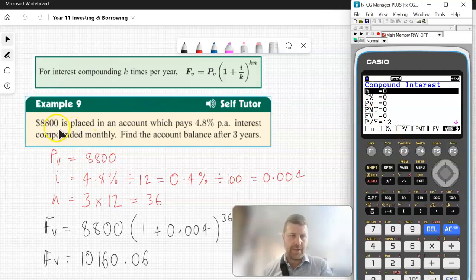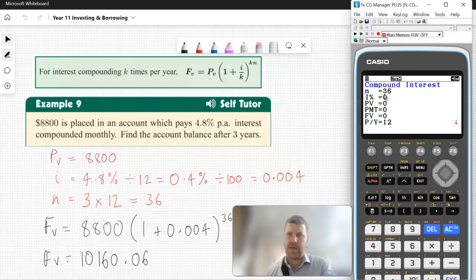So the example again is $8,800 is placed into an account which pays 4.8% per annum, interest compounded monthly. Find the account balance after 3 years. So 3 years compounded monthly. Every month for 3 years, that means 3 times 12, which is 36. So the value of N here is 36. Okay, so type that in and hit execute.